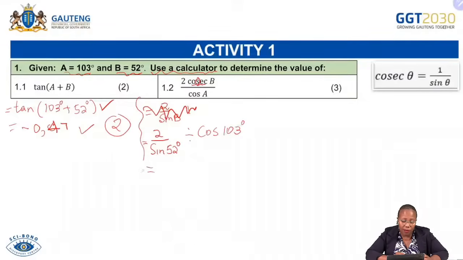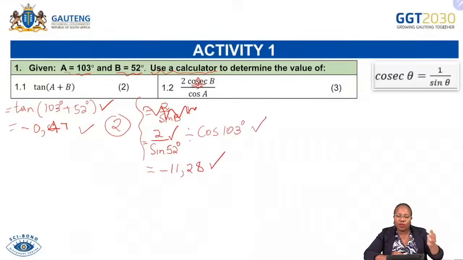And then from here, you can just put everything into your calculator straight to the answer. This is negative 11,28. So your first mark, grade 12, is for changing a cosec into 1 over sine 52. And then the second mark is for substituting the 52 degrees and 103 degrees at the correct place. Where there is B, you put the B value 52. Where there is A, you put 103. And then the final answer is negative 11,288, correctly rounded off, grade 12.